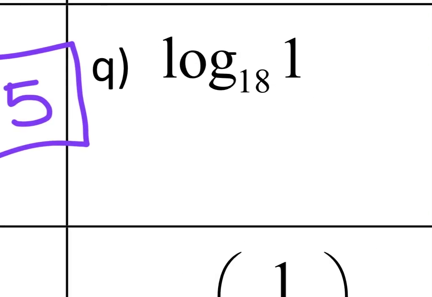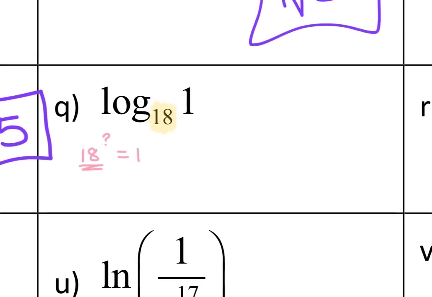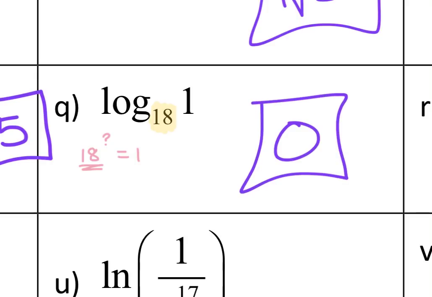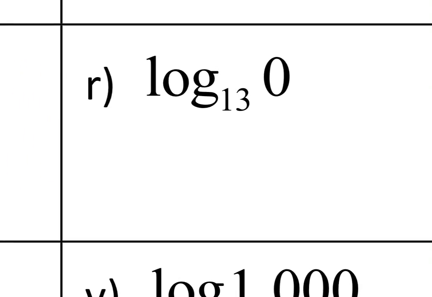In letter Q, it does not matter what the base is, and you answered this question on the front page. The thinking is 18 to what power equals 1. And again, it doesn't matter what the base is. Anything to the 0 power is 1, and so your answer to this one is 0. In R, similar to J, the log of a 0 or a negative number is going to be undefined.